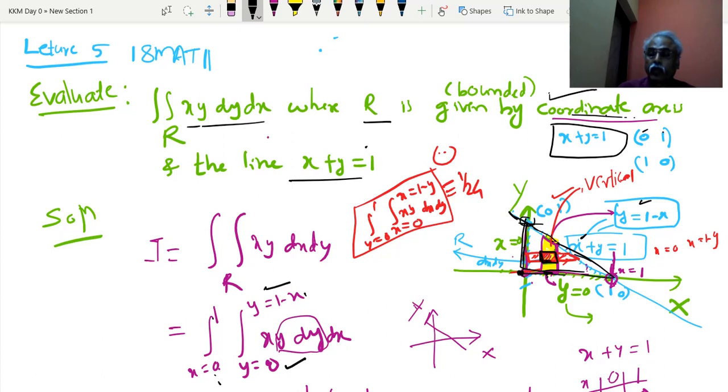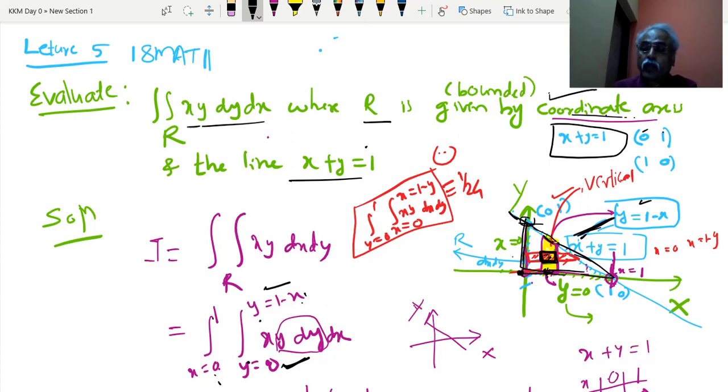If you want to find the limits of y, suppose I take an elementary area and move it parallel to y axis. If you want x limits first, you should move parallel to x axis. When I move parallel to y axis, it should touch the lower limit like this. That lower limit is x axis, means y equal to 0, you should write down. It should touch the upper limit like this, you should write y equal to 1 minus x. Both are the same here, x plus y equal to 1, but y equal to what you should write?